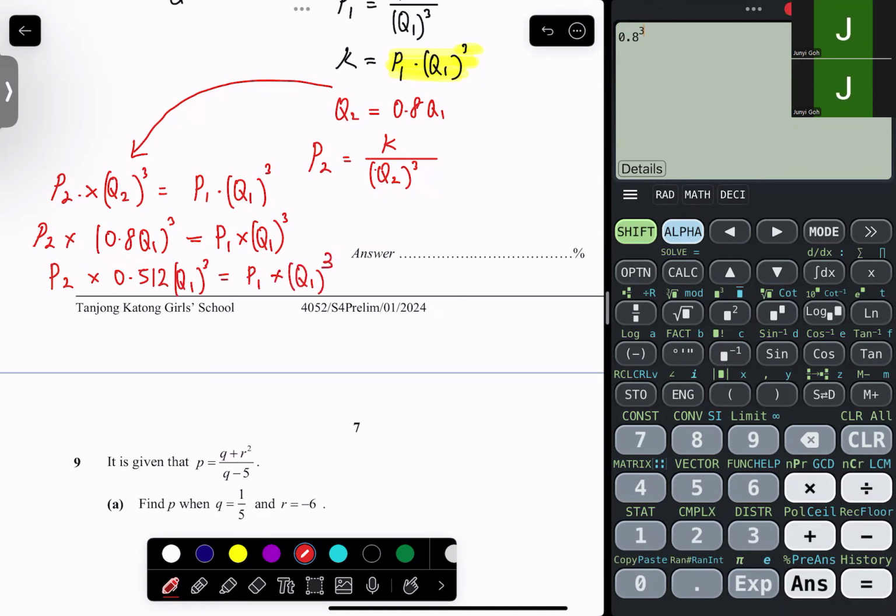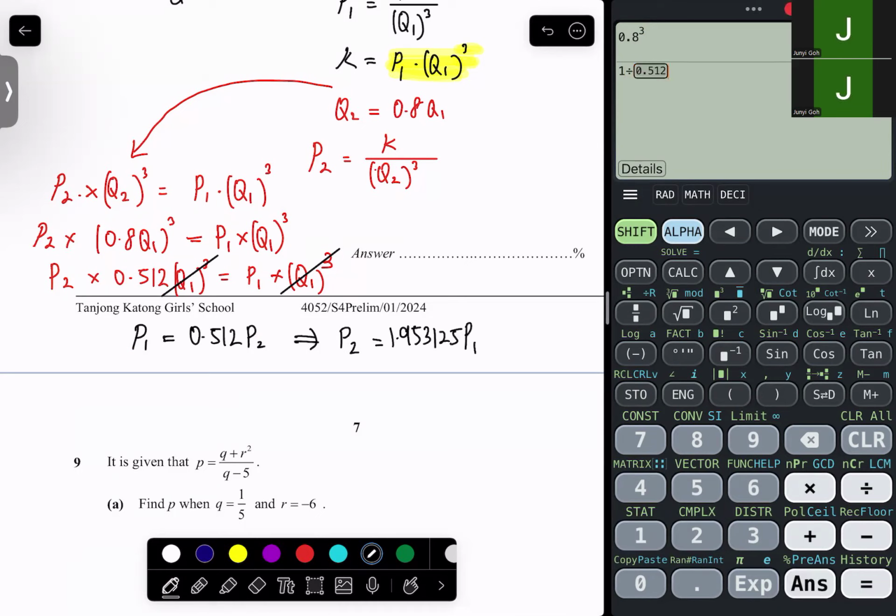Now you notice that both sides have Q1 cube, so this can cancel away. Then what do we have left? P1 equals 0.512 P2, which then translates into P2 equals 1 divided by 0.512 of P1, so 1.953125 of P1.